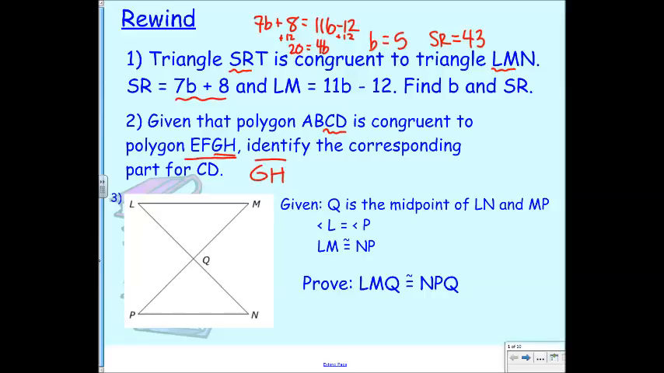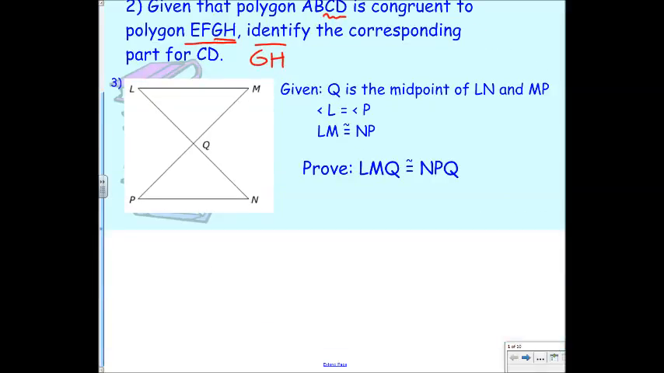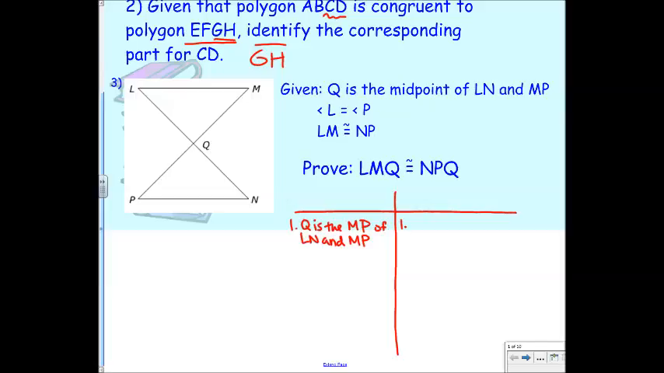So let me move the page down a little bit. The first thing you should always do with a 2-column proof is write out your givens. So my given is Q is the midpoint, I'm going to abbreviate that MP, of LN and MP. Angle L is congruent to angle P. It's also a given. And then my last given is LM is congruent to NP. All right, I am trying to prove this right here, that LMQ is congruent to NPQ.